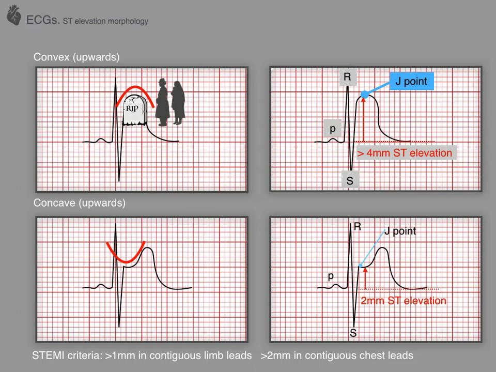But ultimately, what we are looking for is that J point to see whether there is ST elevation above the baseline. Now, in the anterior or chest leads, we're looking for at least 2 millimeters of ST elevation above that baseline, whereas in our inferior leads, we would be looking for at least 1 millimeter.